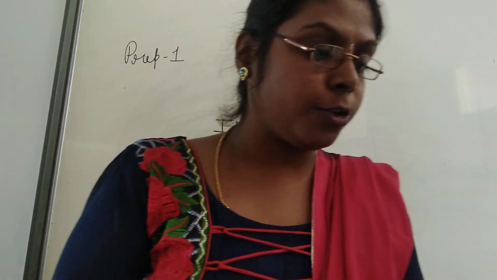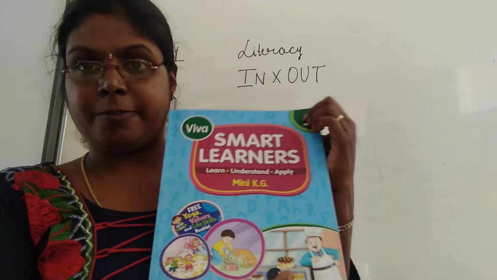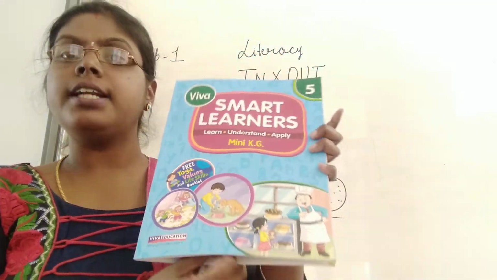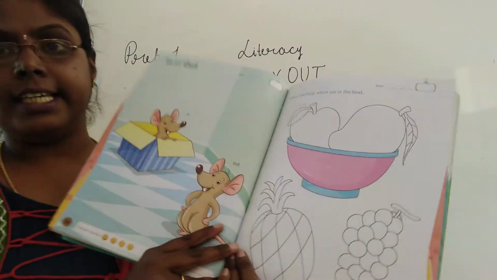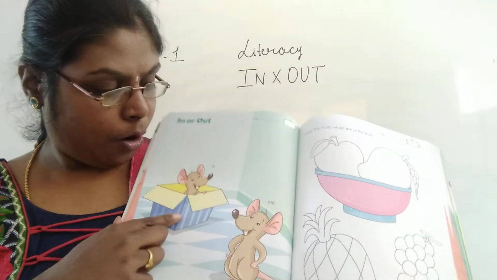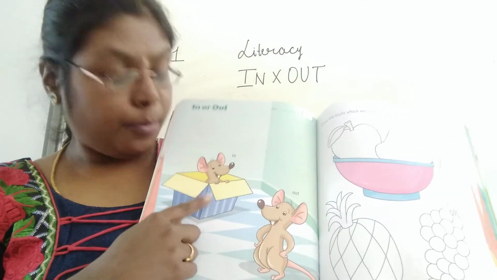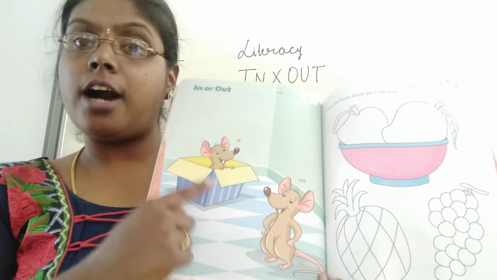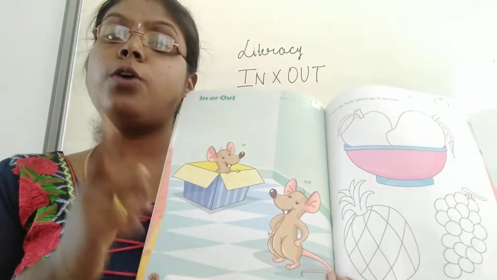So, please take out your Viva Smart Learners book number 5. Here you have in, out. Now see, there is a box here. Box olagade in ide rat. So yav rat to in position ide, yav rat to out position ide.